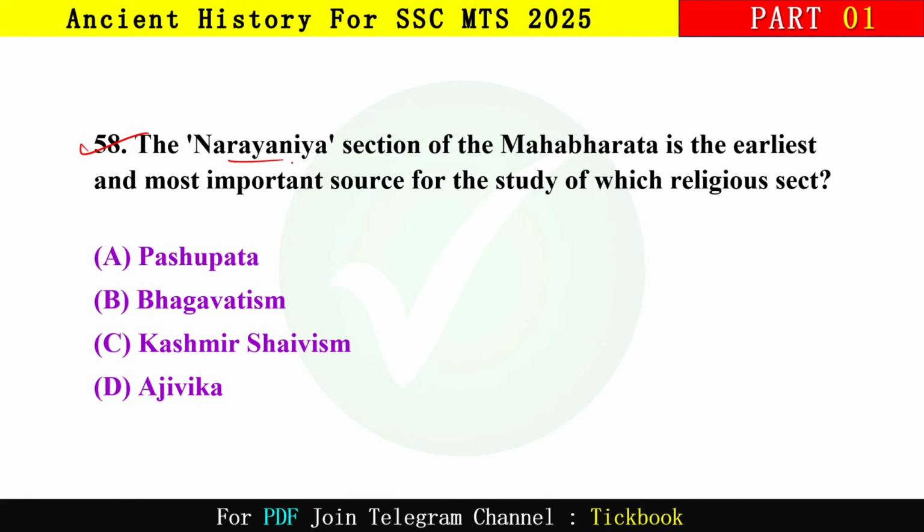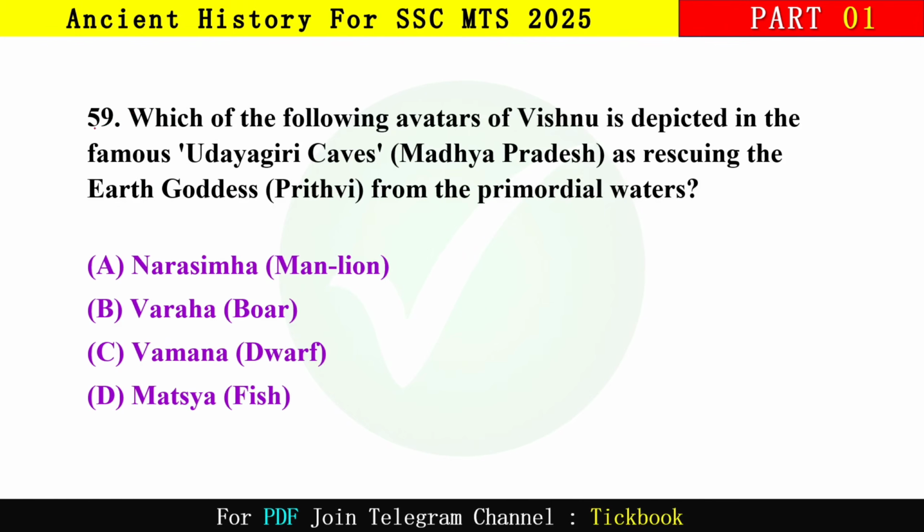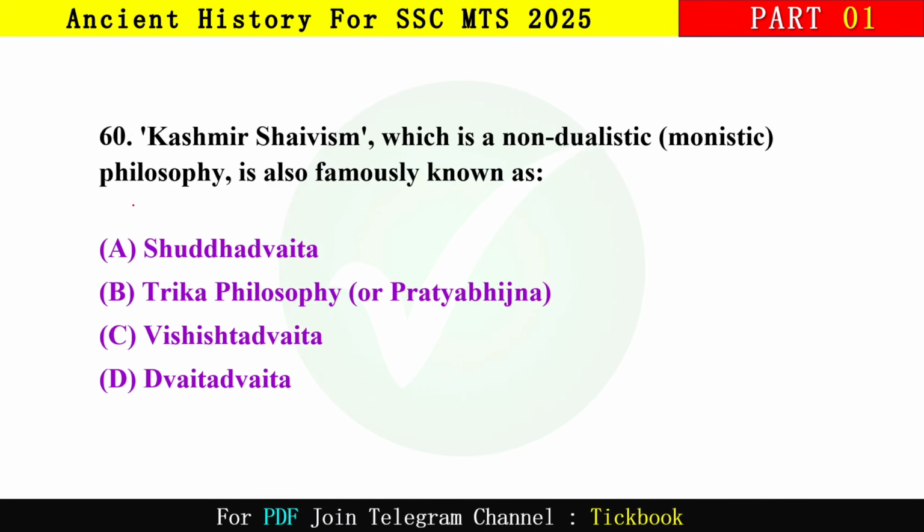58. The Narayaniya section of Mahabharata is the earliest and most important source for the study of which religious sect? Option number B, Bhagavatism. 59. Which of the following avatars of Vishnu is depicted in the famous Udayagiri caves, Madhya Pradesh, as rescuing the earth goddess Prithvi from the primordial waters? Option number B, Varaha.